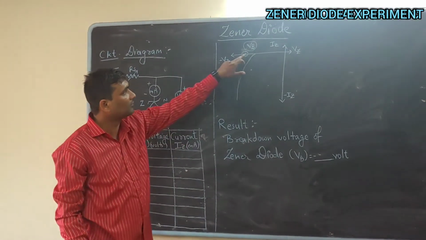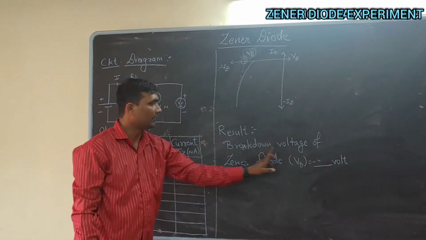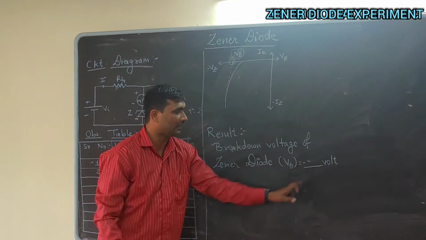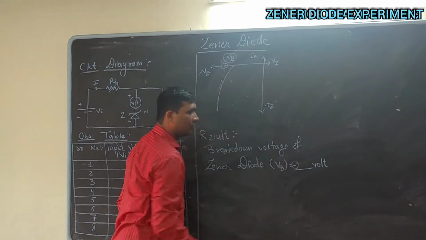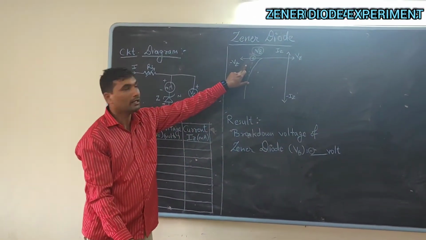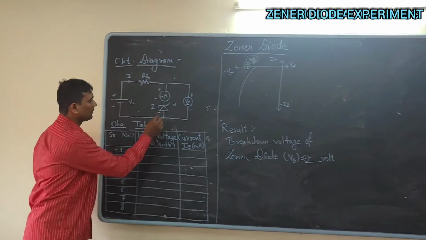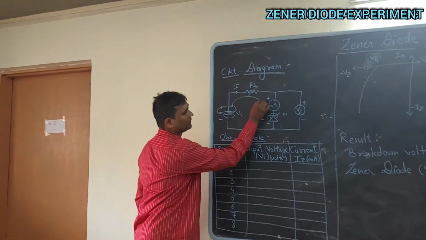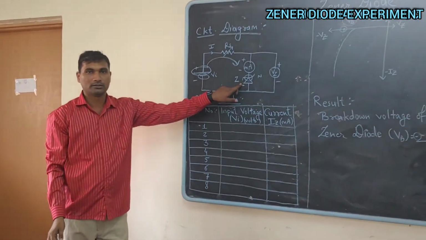After this, as we get this VB, we will write down the result: the breakdown voltage of the Zener diode is VB, which will be negative. You can see I have given the negative sign over here. This means that it will always be negative. We take this negative voltage because of the reverse bias.